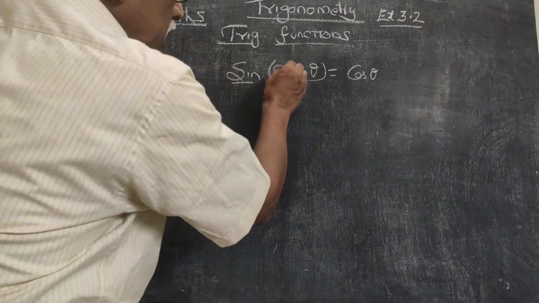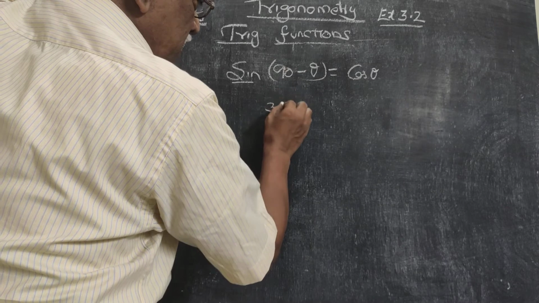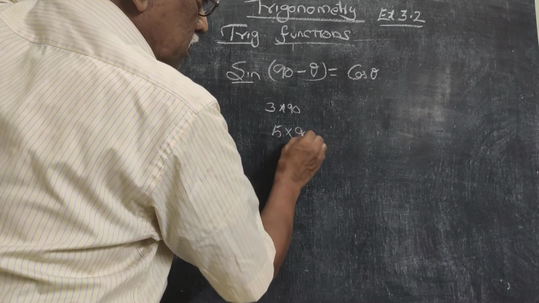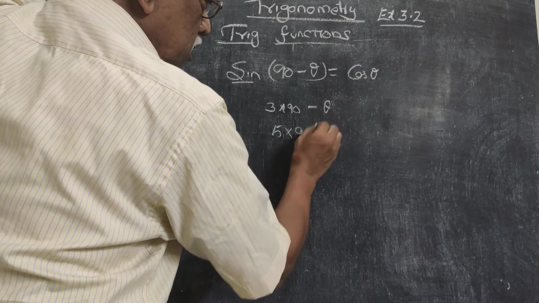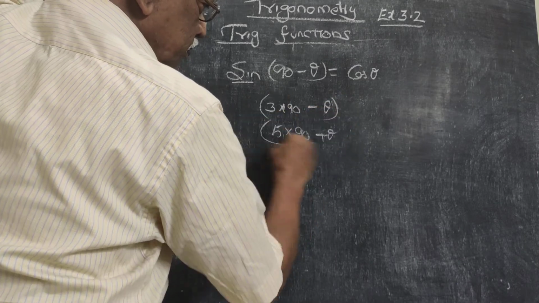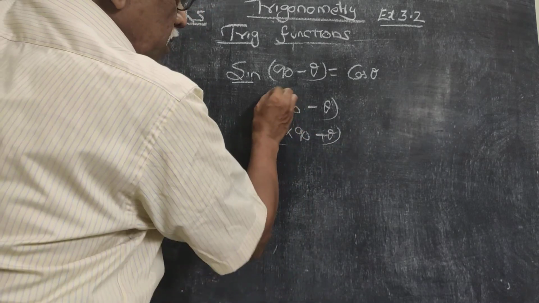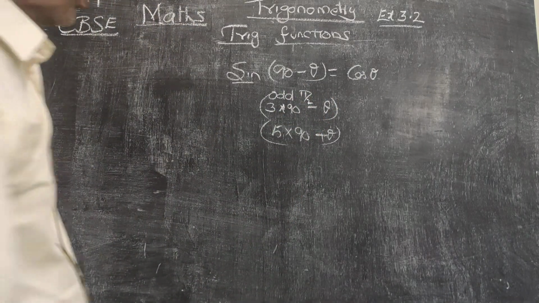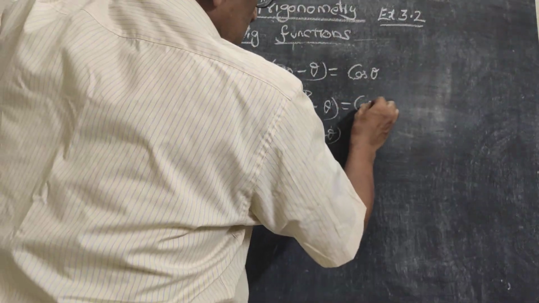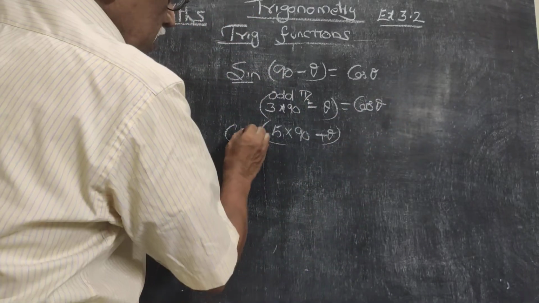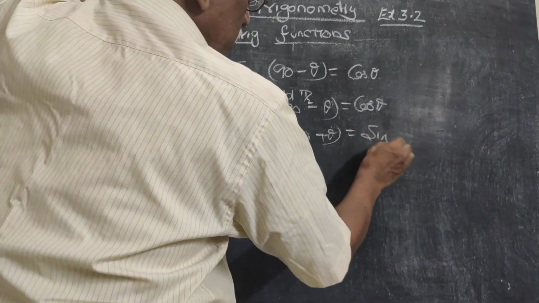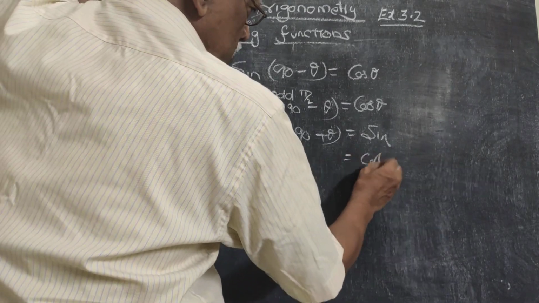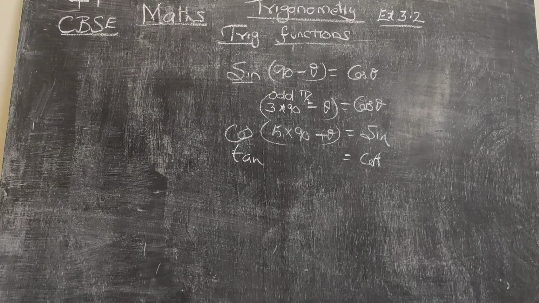If you are taking odd multiples of 90, so 3 into 90 or 5 into 90, something like that, either it is minus or plus, odd multiples of 90. 90 is nothing but pi by 2. Sine will become cos. And if it is cos, it will become sine. If it is tan, it will become cot. So this fact also you must remember.